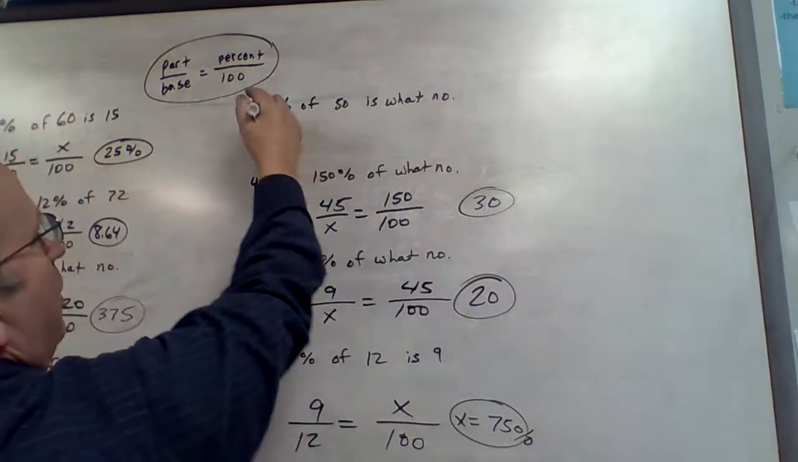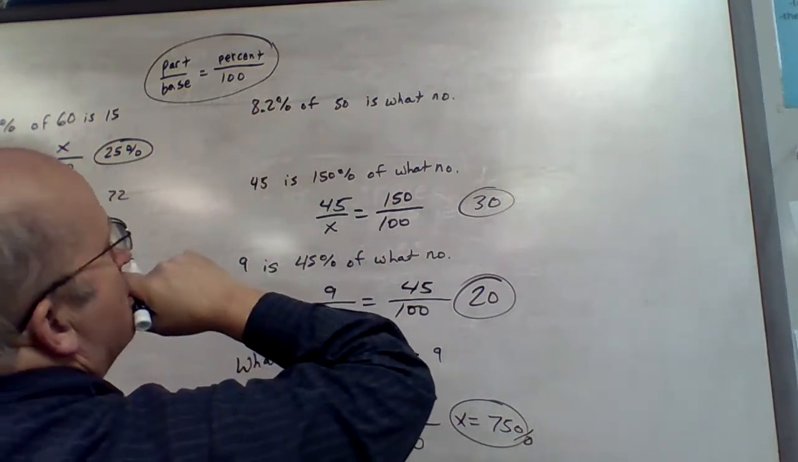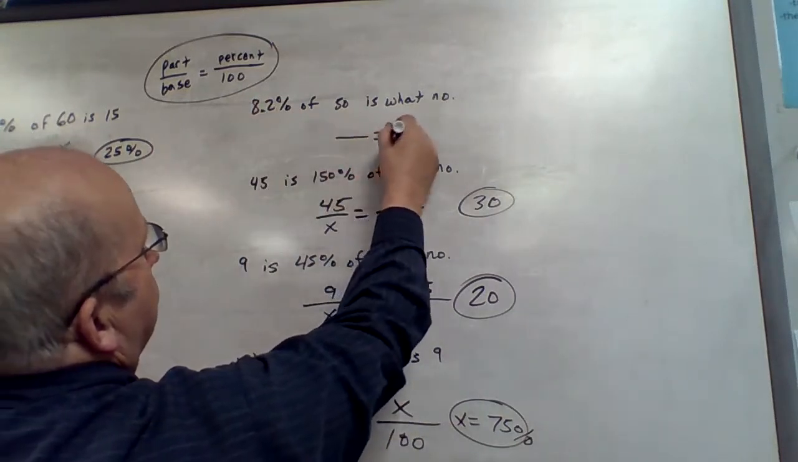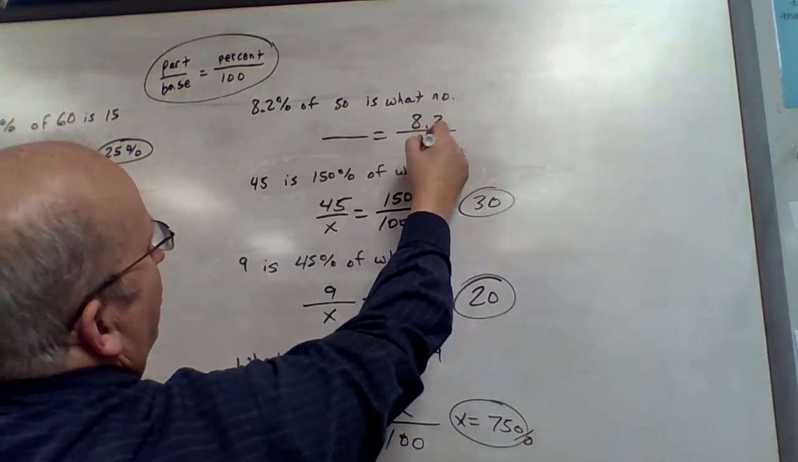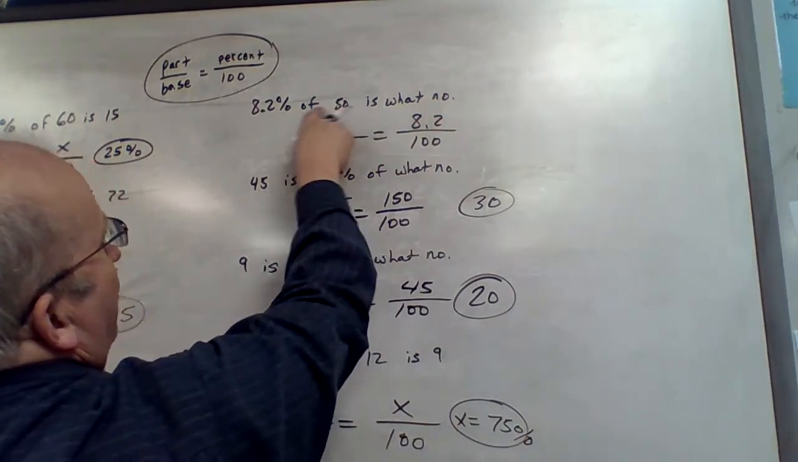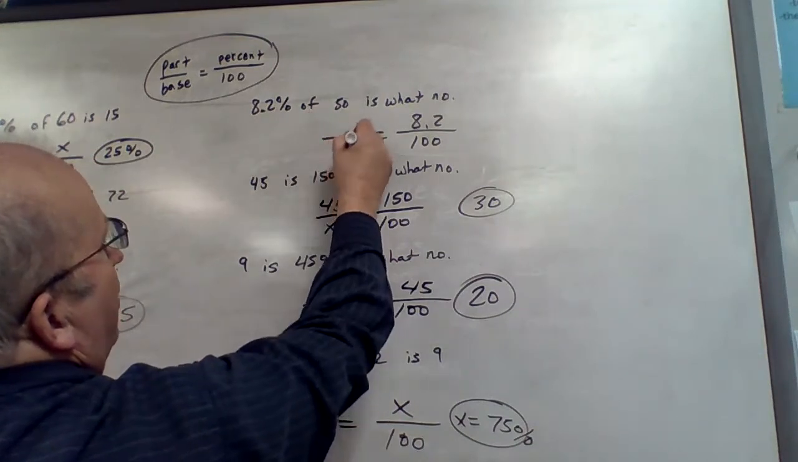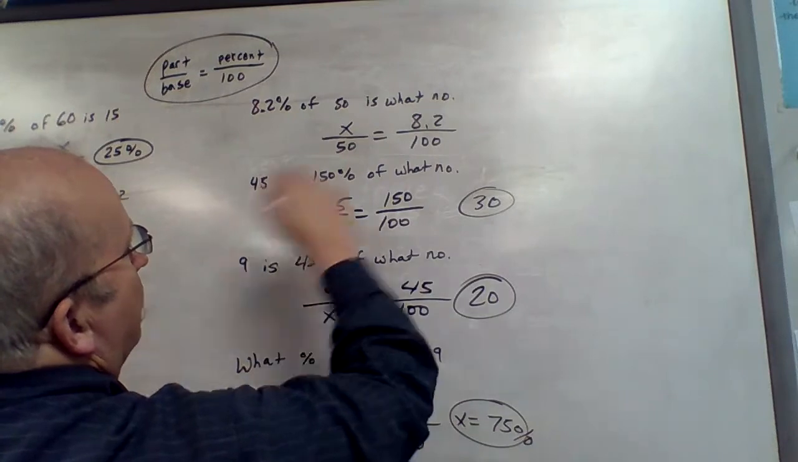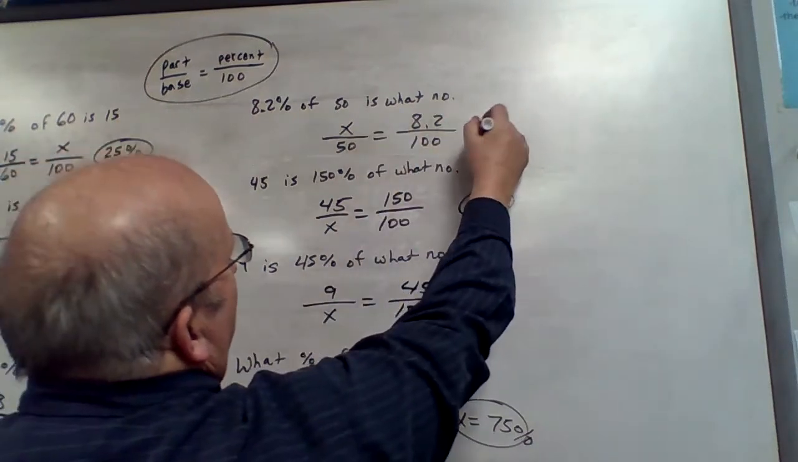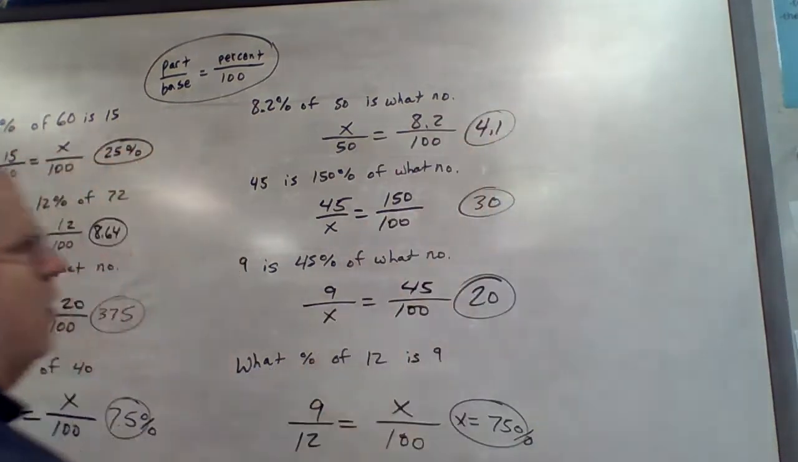How about this one right here? 8.2% of 50. So I'm going to put 8.2 over the top of 100. 50 follows the word of, so I'm going to put that down here. And I need to find x. Well, if I do the math, x has to be 4.1. Okay?